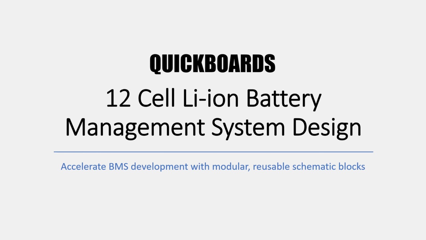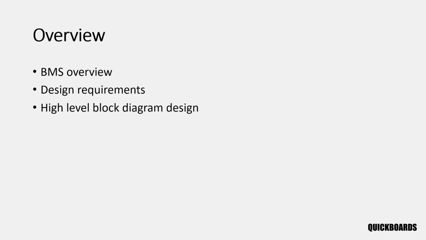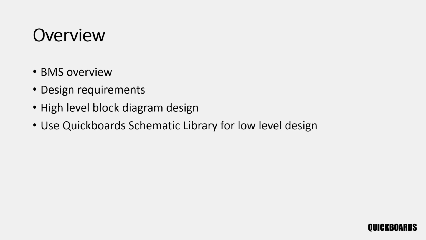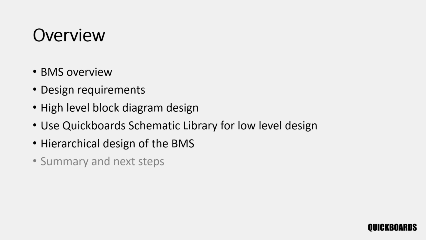Let's get started. We'll start with an overview of what a BMS is, how it works, and where it's typically used. Next, we'll define a set of design requirements to guide our development process. From there, we'll create a high-level block diagram based on those specifications. Once the architecture is clear, we'll use the Quickboards schematic library to find ready-made design blocks for each section of the circuit. We'll then connect these blocks using hierarchical design to form the full BMS schematic. Finally, we'll wrap up with a summary of what we achieved and outline the next steps.